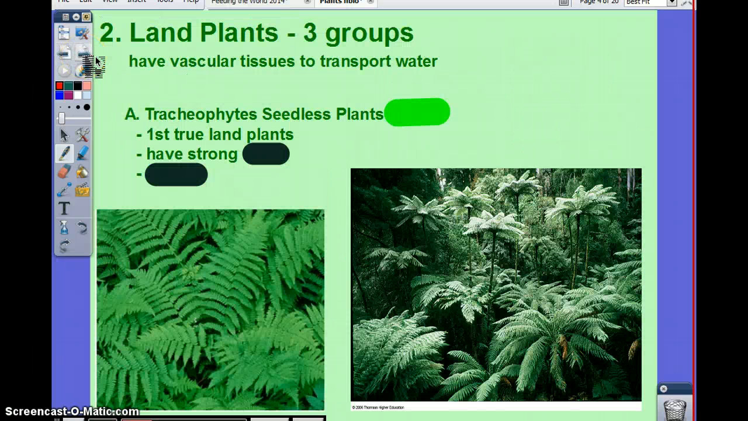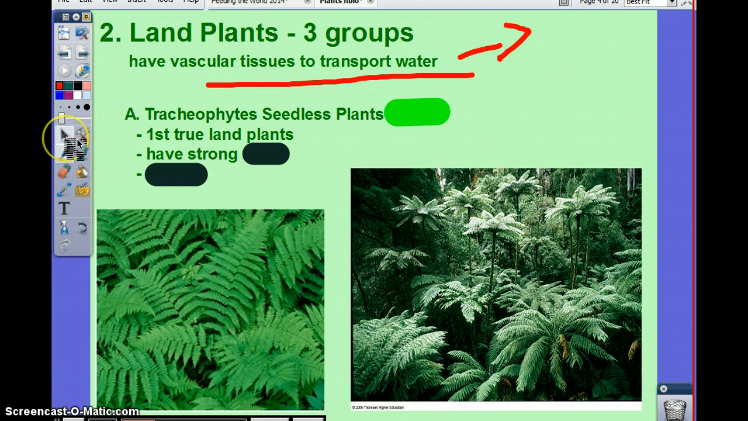Now let's talk about land plants. There's three groups within land plants. So you have bryophytes, which is a large group, and then you've got land plants, and there's so many that they're broken down into three groups. They all have something in common, which is vascular tissues to transport water. So that was the adaptive trait for their major evolutionary process from water to land.